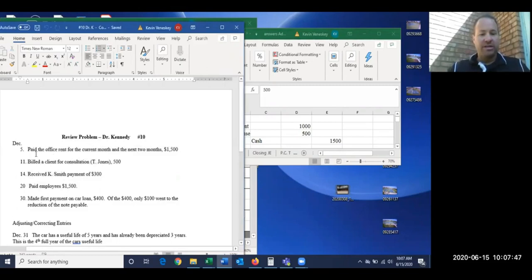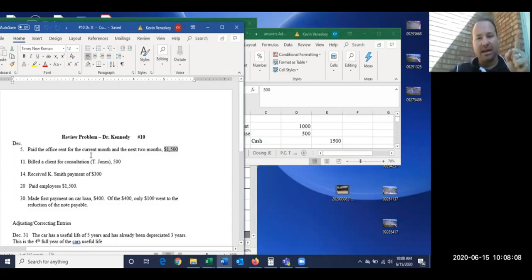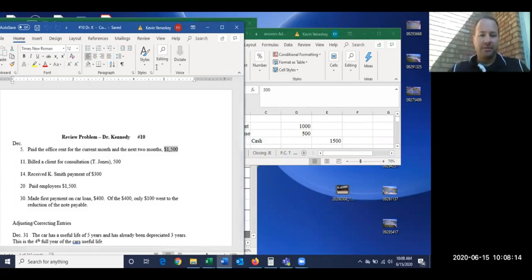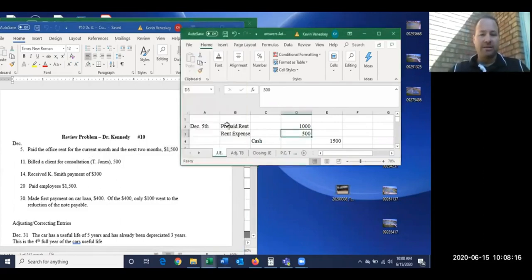So for this first one on December 5th, we have to ask ourselves, what did we get and how did I get it? So we paid office rent for this month and the next 2 for $1,500. So if I'm paying for 3 months, do the easy division there, that's $500 a month of rent. So what am I getting? I'm getting rent right now, and I'm getting the next 2 months, January and February rent. So those will be my 2 debits.